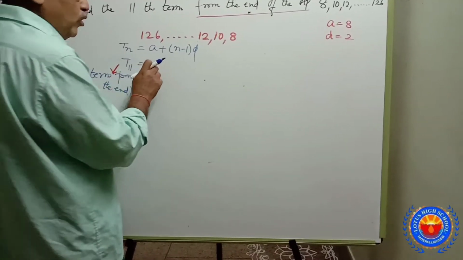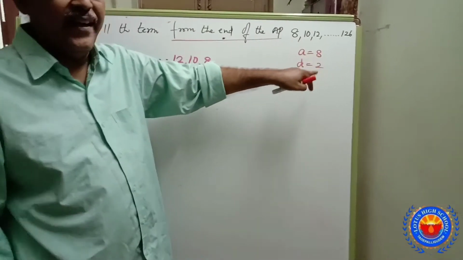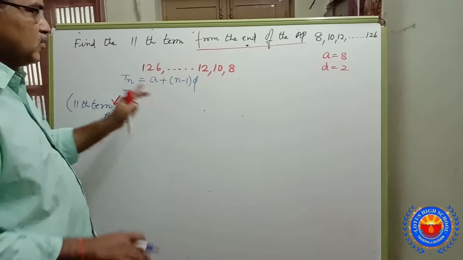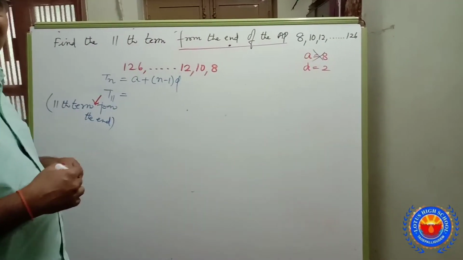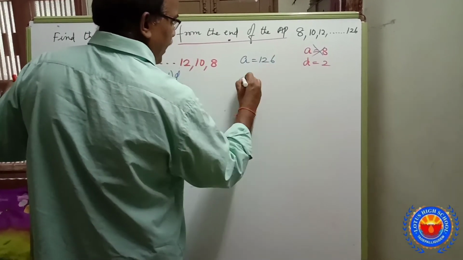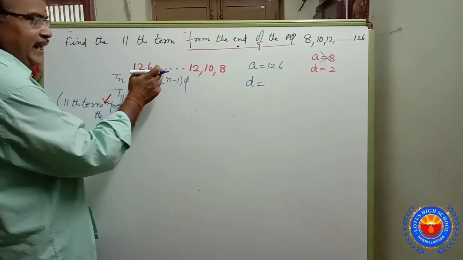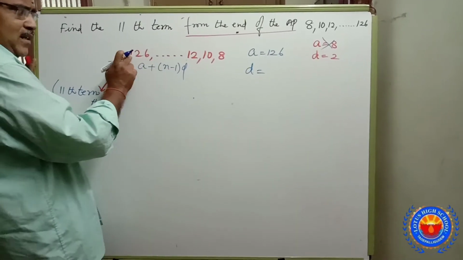So A is equal to 126. In this case, the 8 would be A if from the end were not there. That's why here A is equal to 126. Forget about this one. A is equal to 126. What about D? D will be this term minus this term. This term we don't know.